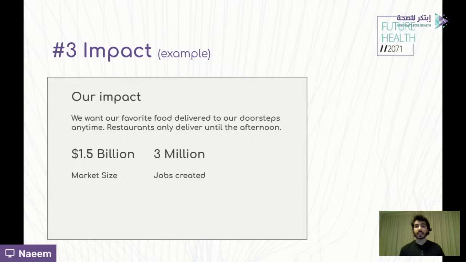And also, another aspect of our solution is that if we implement this, we're going to connect drivers to restaurants. And then this is going to create 3 million jobs where I live.